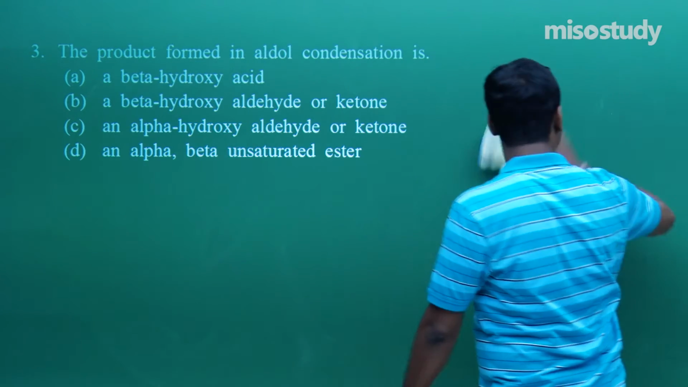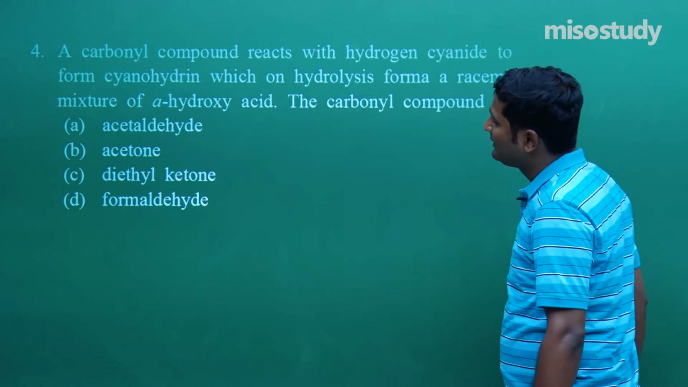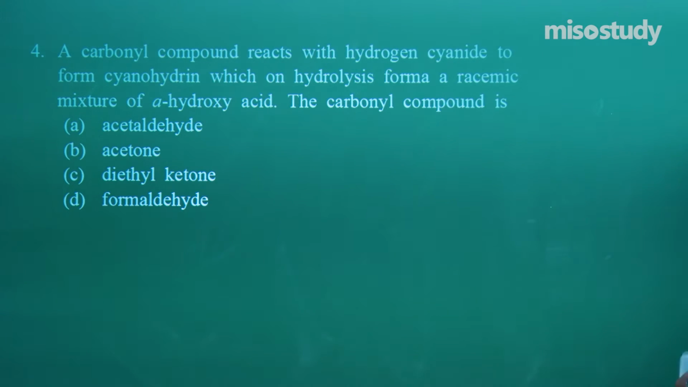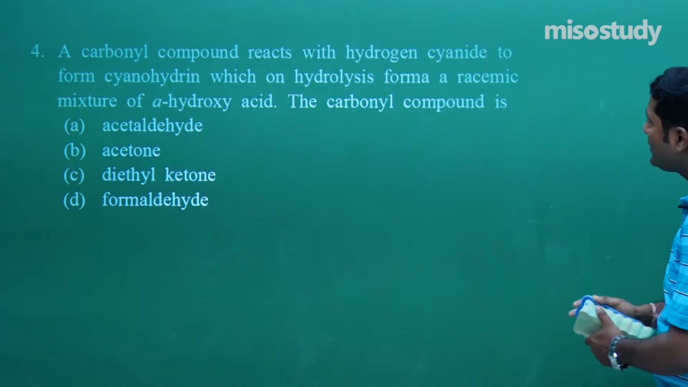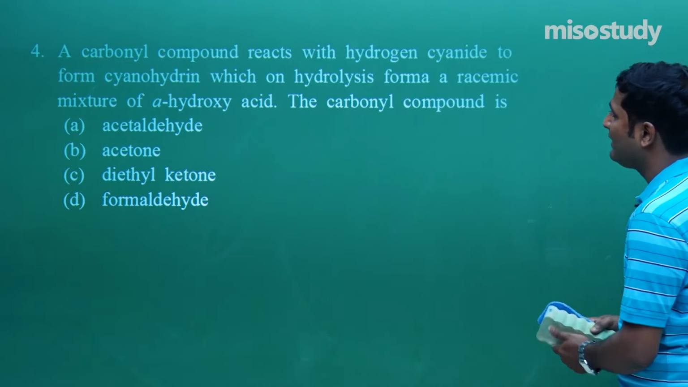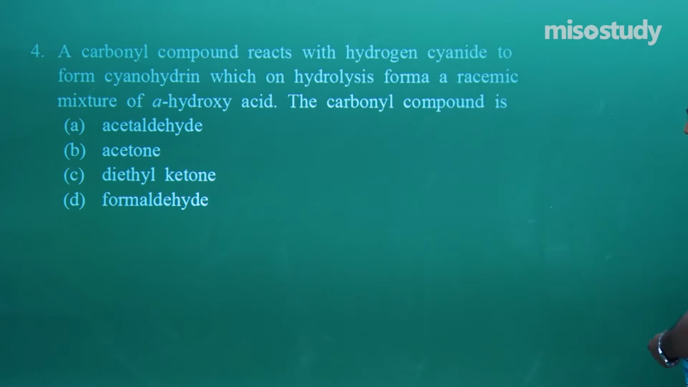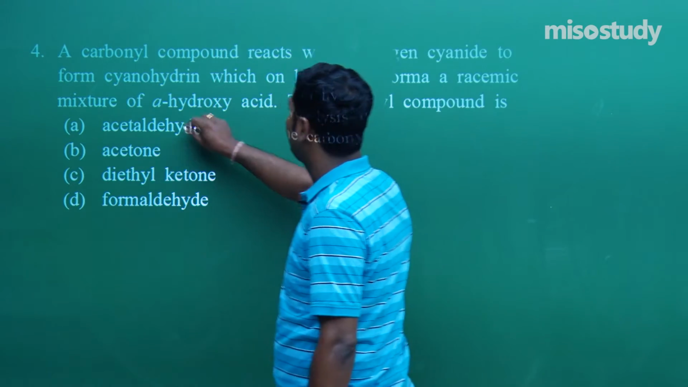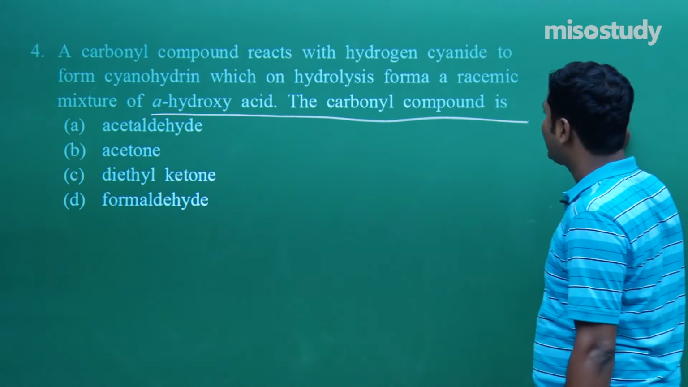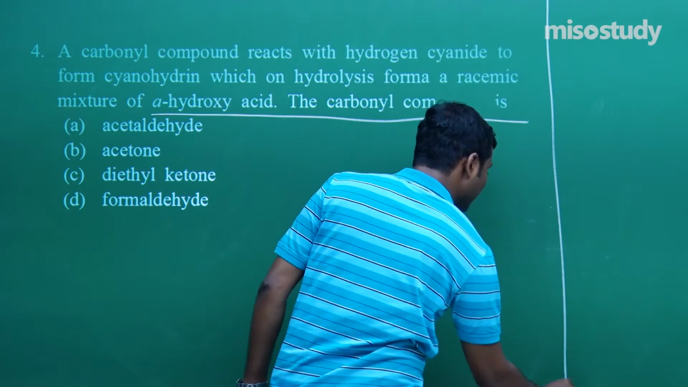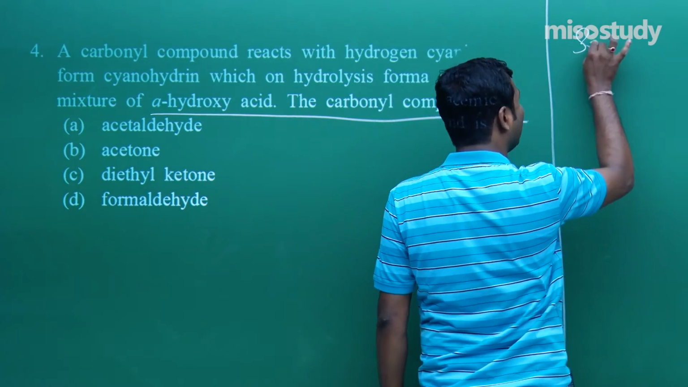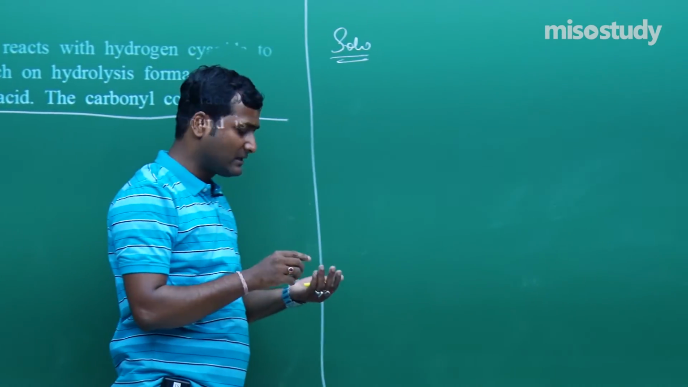Now let's move to the next question. What is the next question? Let's read the question carefully. Wait for a moment, friend. A carbonyl compound reacts with hydrogen cyanide to form cyanohydrin, which on hydrolysis forms a racemic mixture of alpha hydroxy acid. What is the carbonyl compound? Either it is acetaldehyde, or ketone, or something else. Look at what I'm telling. What is given here, check it out.